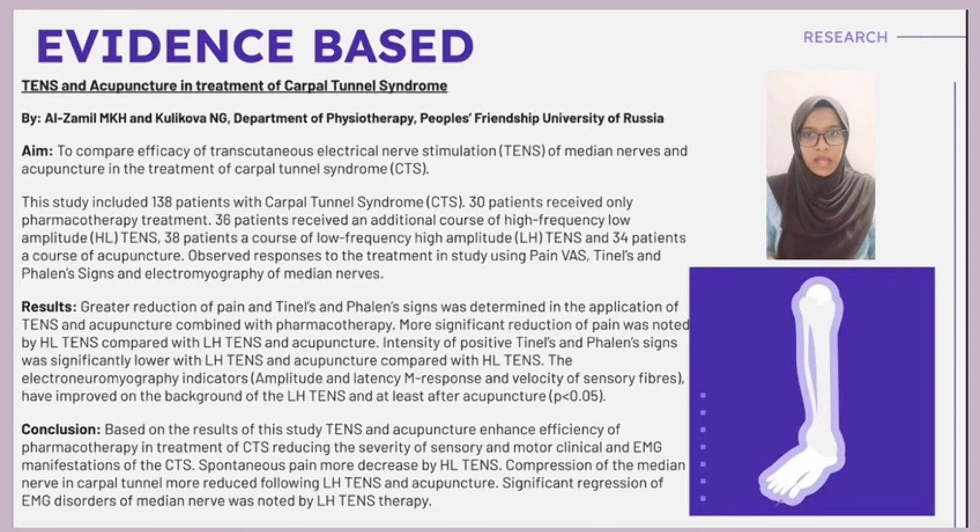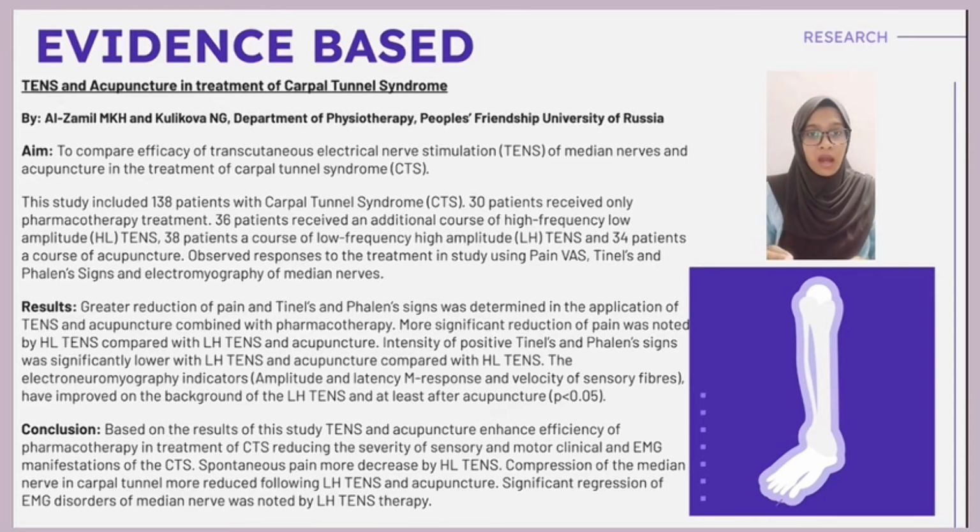The results showed that greater reduction of pain and Tinel's and Phalen's signs was noted in the use of TENS and acupuncture as the treatment. And the conclusion is that TENS is effective and enhances the efficiency of pharmacotherapy treatment of CTS. It reduced the severity of sensory and motor clinical and EMG manifestations of the CTS.